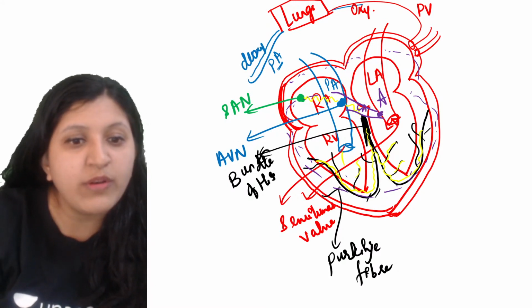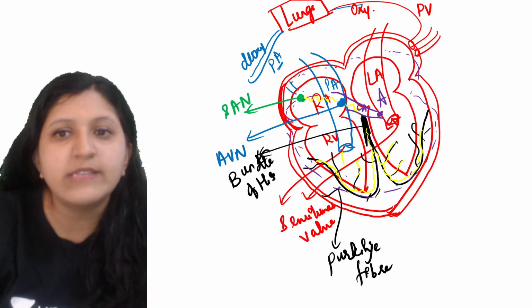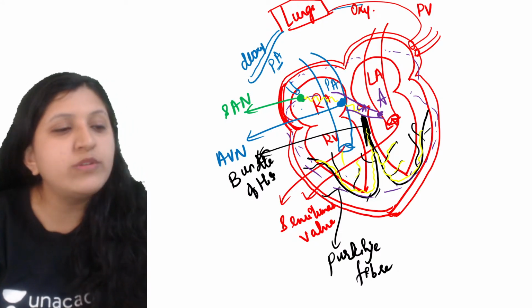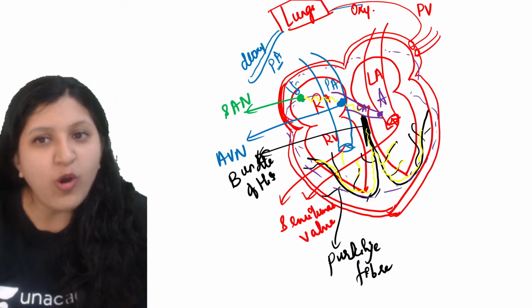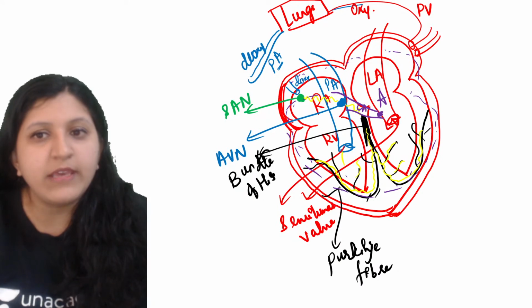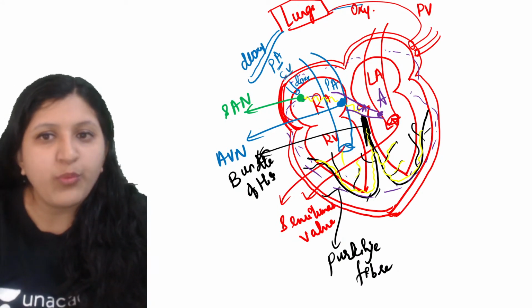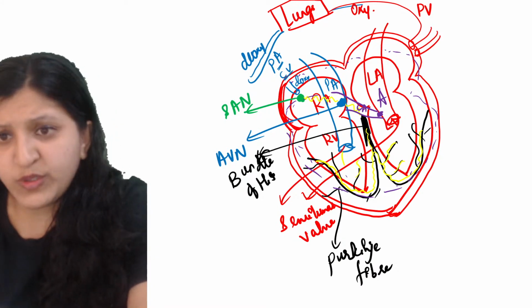Then there is the coronary vein which is emptying its content into this right auricle. That means deoxygenated blood is coming here through the coronary vein. Okay, so that is the function.